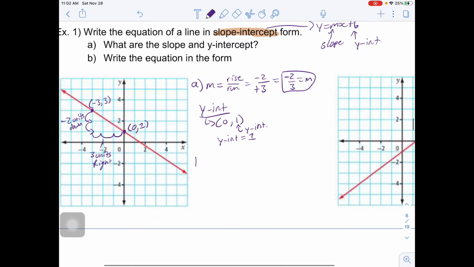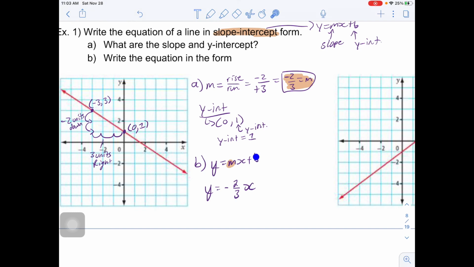And now we have enough information to make the slope-intercept form of this equation. So my m value is negative 2 over 3, so I'm going to replace my m value right there. So y equals negative 2 over 3. And my x value, I'm just going to keep there. So x.